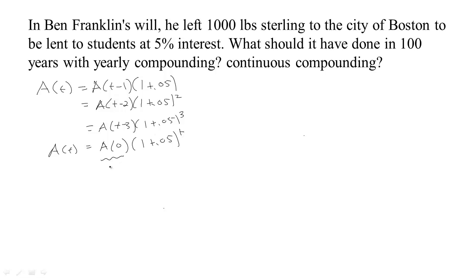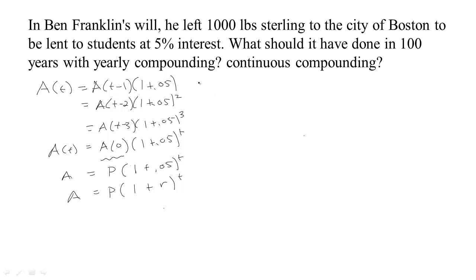Now, the amount we start with in money, we usually call that the principal. So the amount of money at any future time is going to be the principal times 1 plus 0.05 to the t. Or in general, if it's yearly compounding, you're going to have the principal times 1 plus the interest rate, written as a decimal there, to the t. Good. So that would be yearly compounding.